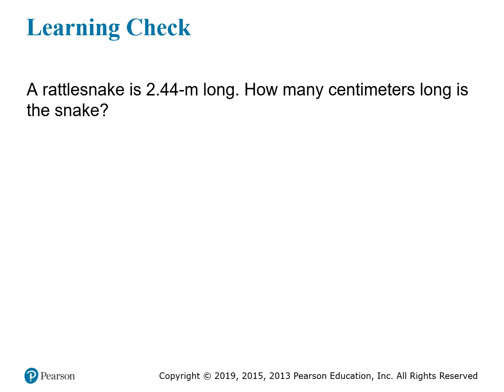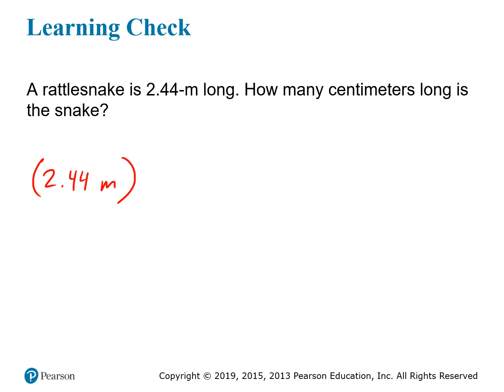Alright, so this is a relatively easy one. It's a simple conversion between meters and centimeters, but it's still pretty easy to get confused as to whether you're multiplying or dividing by 100. Understanding how the units work out can resolve that confusion. You start with the measurement you're given, 2.44 meters.